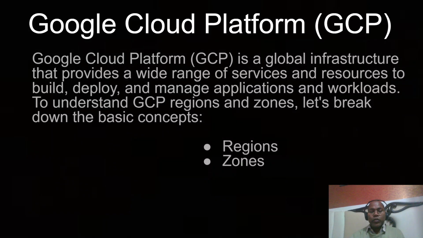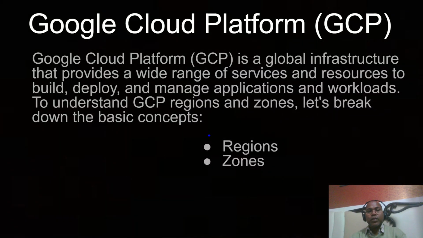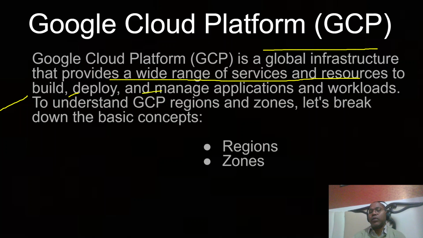So let's talk about GCP. It offers a variety of services. GCP is a global infrastructure, which means Google Cloud services are available across different geographical areas. They provide a wide range of services and resources to build, deploy, and manage my applications and distribute our workload.